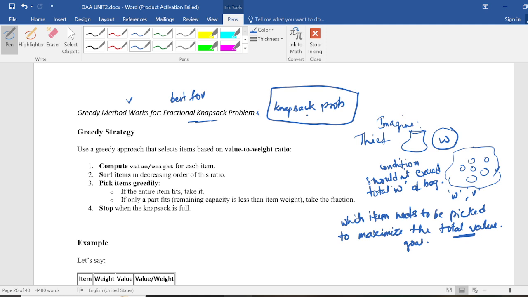As we have gone through the introductions in algorithms, there are two popular versions to solve this problem. One is the 0-1 knapsack problem, and the other one is the fractional knapsack problem.